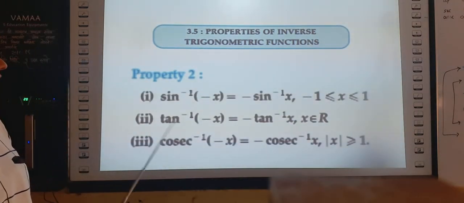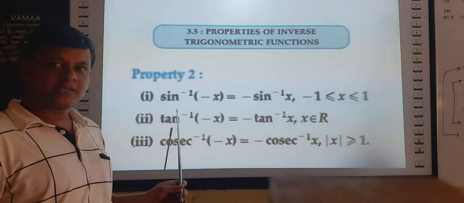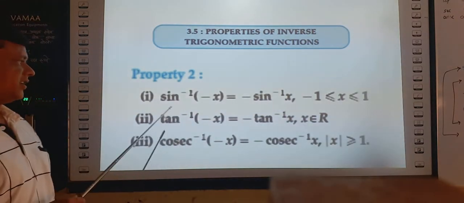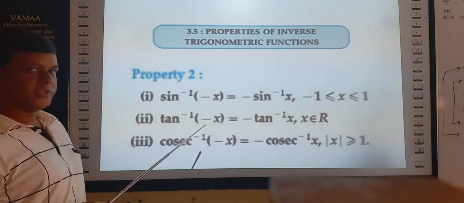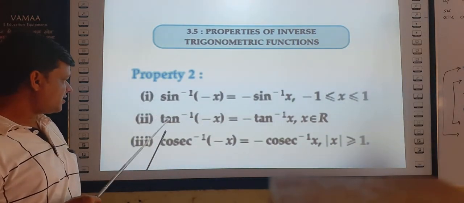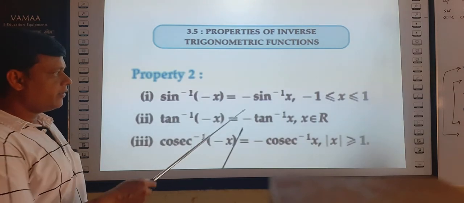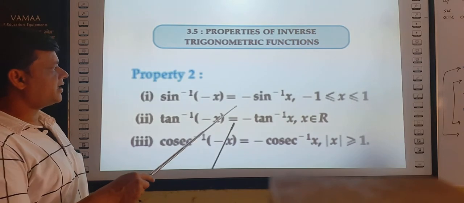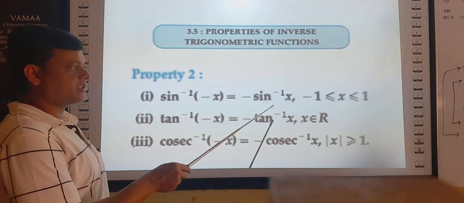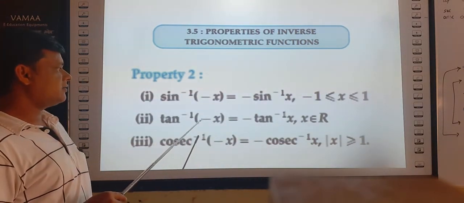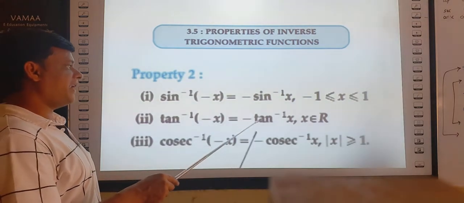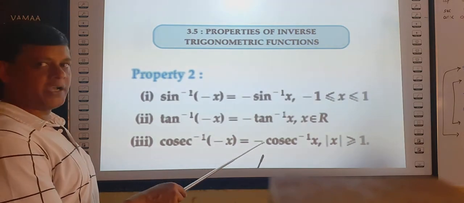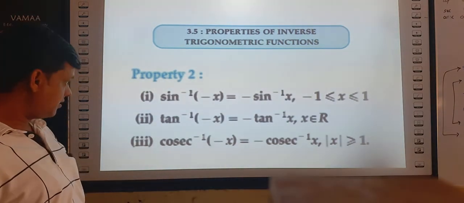Property second: we know that sine of minus theta is minus sin theta. In the same way, we have to remember this. You have to observe that for sin inverse, tan inverse and cosec inverse, we get the minus sign. So for sin inverse of minus x, we write minus sin inverse x. Tan inverse of minus x, we write minus tan inverse x. And cosec inverse of minus x, we write minus cosec inverse of x.